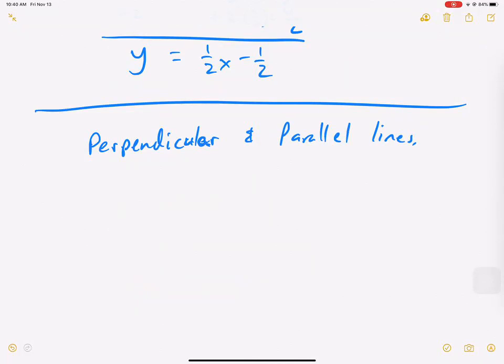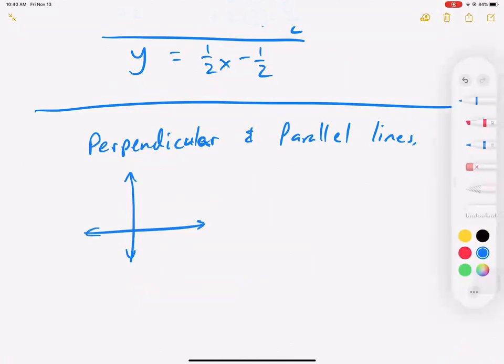Now, what's the difference between the two? For perpendicular lines, when two lines cross, they form a nice cross. They form a 90-degree cross. And we show that as a little right angle, a little box in the corner.